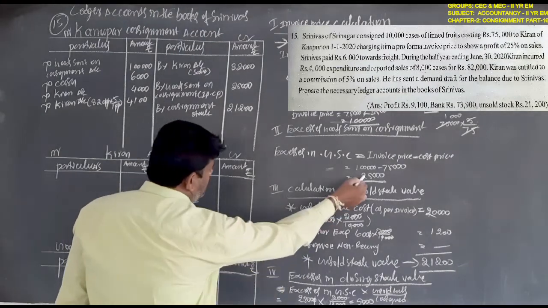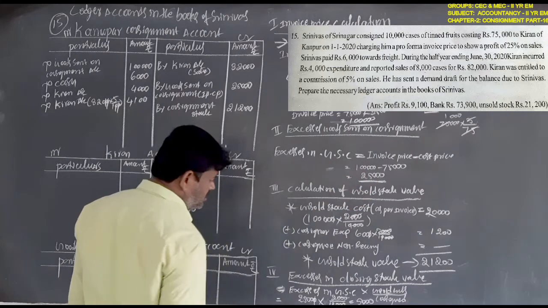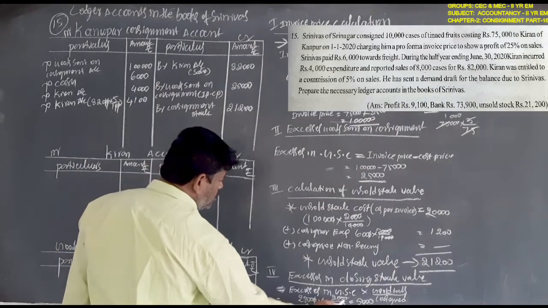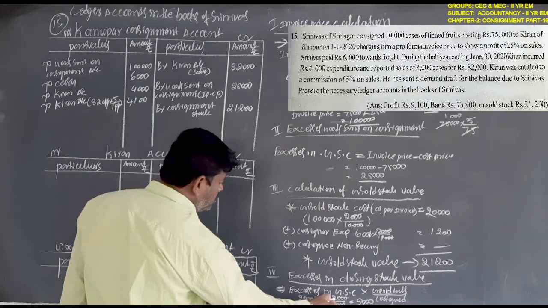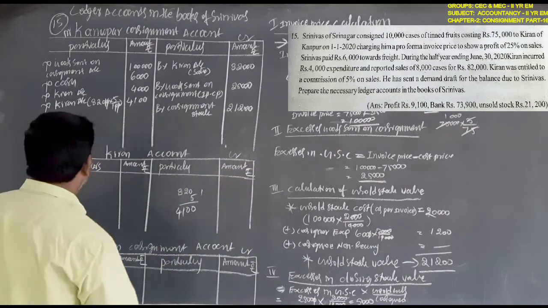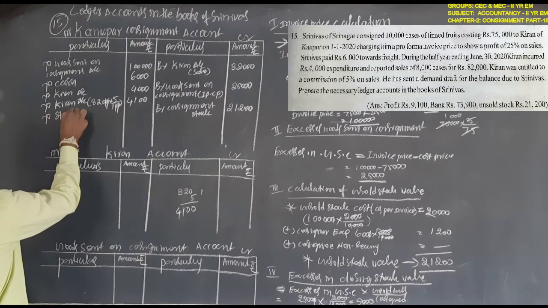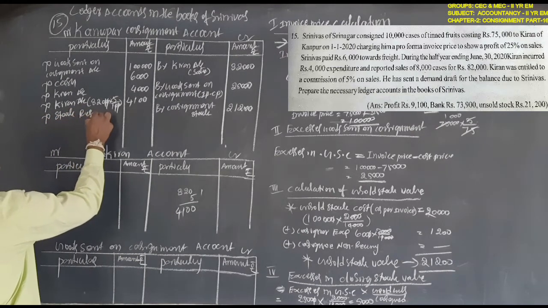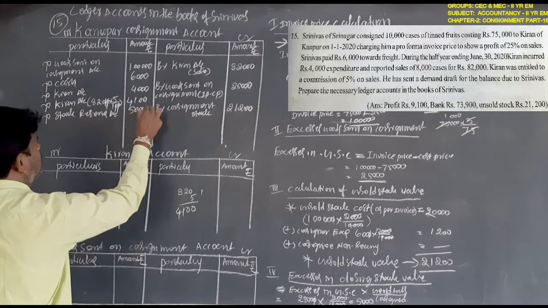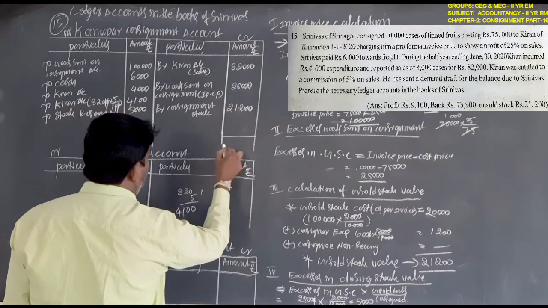This is excess per goods sent on consignment for total 10,000 units. And what amount? Unsold stock proportion 2,000 units. 25 into 2,000 by 10,000, you get 5,000 rupees excess in closing stock. So stock reserve account amount is 5,000 rupees. This is the way we have to prepare consignment account.